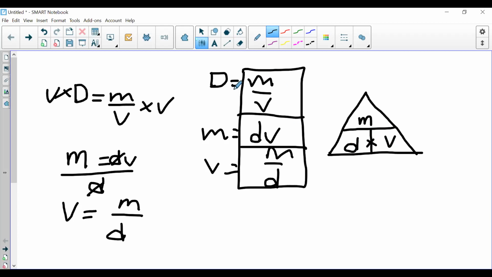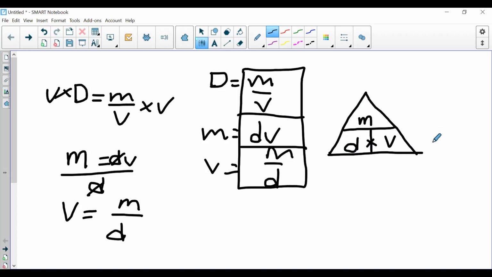Now, what happens if I write something over something else? What kind of math does that mean? Division. And so that's exactly what we have here. We have division and division. So whenever you want to solve for something and you draw this triangle, all you have to do is cover up the variable that you're solving for.